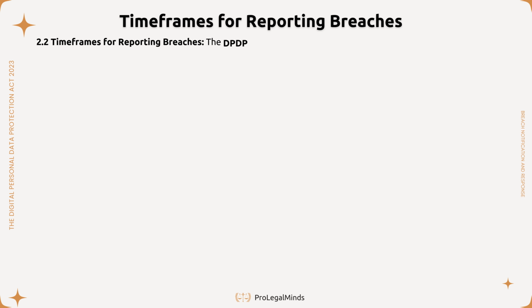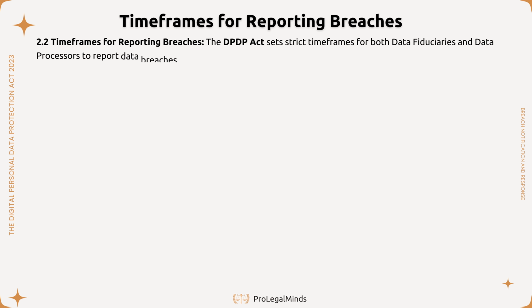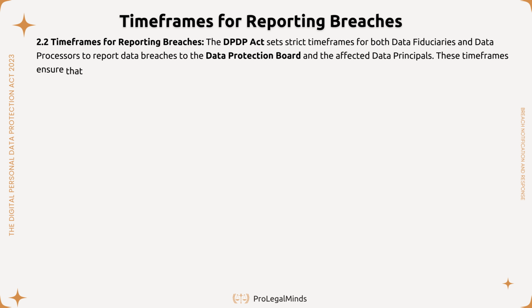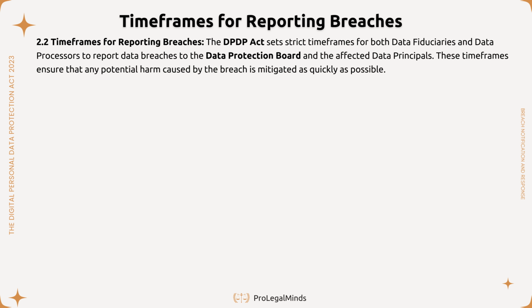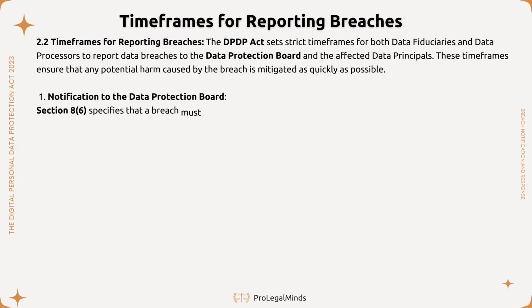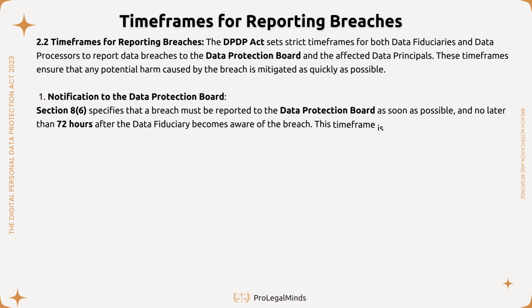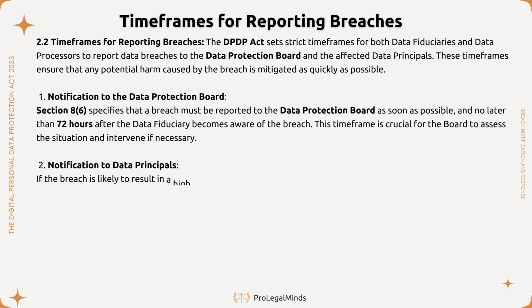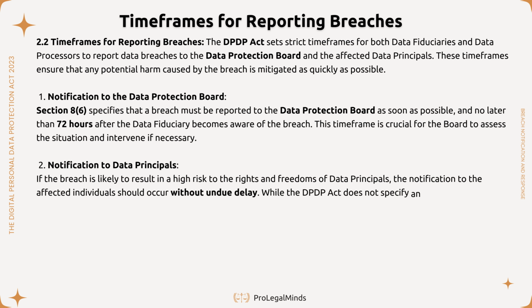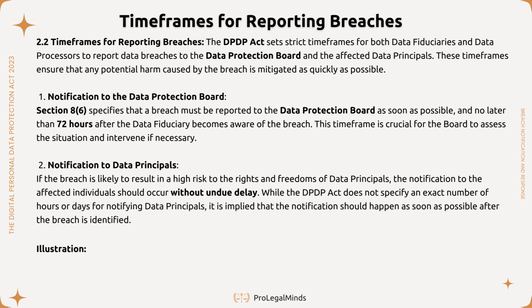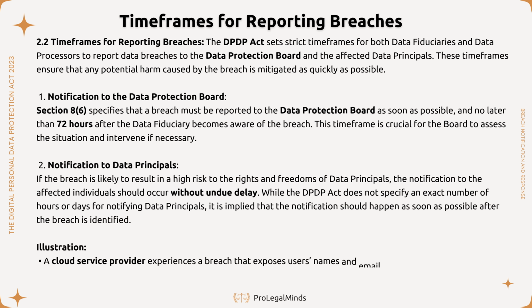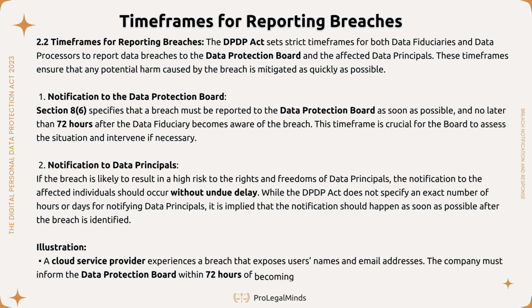Timeframes for reporting breaches. The DPDP Act sets strict timeframes for reporting breaches, ensuring timely notification to both the Data Protection Board and the affected data principals, thereby minimizing potential harm. 1. Notification to the Data Protection Board. Section 8(6) requires that the data fiduciary must notify the Data Protection Board within 72 hours of becoming aware of the breach. This strict timeframe ensures the board can assess the breach and take appropriate actions swiftly.